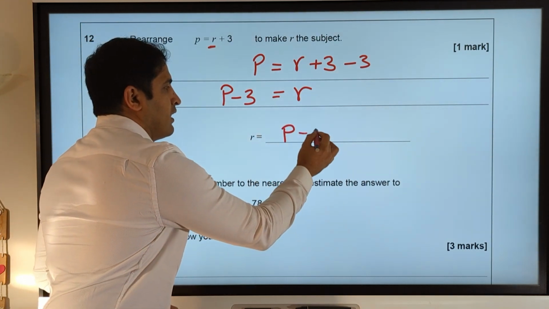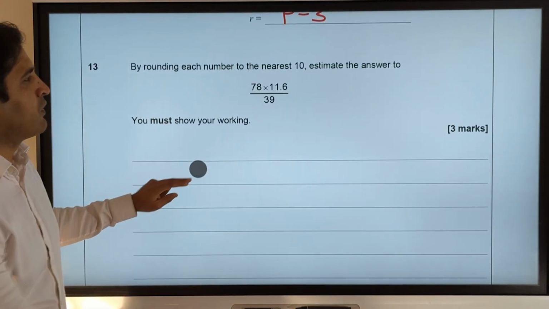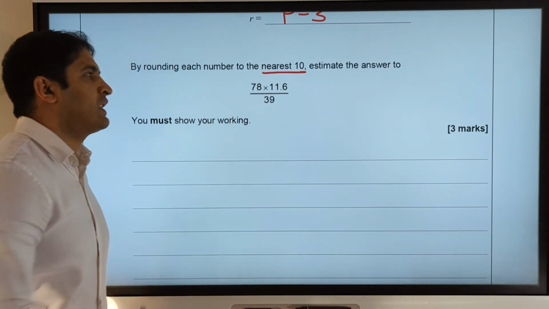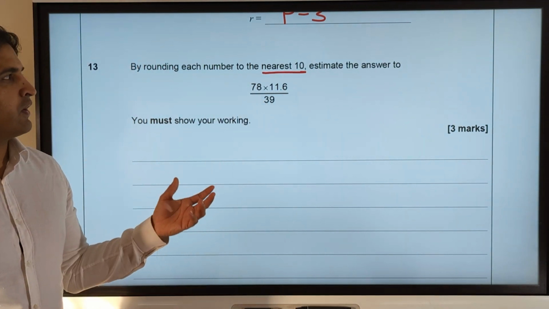That's it. It even tells you what you need to round to. Rounding each number to the nearest 10. So round each one of those to the nearest 10, and you'll get 1 mark.